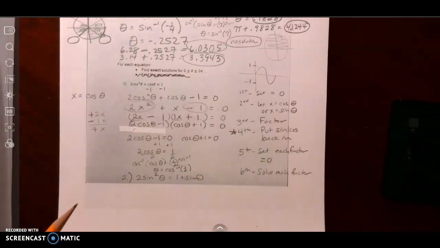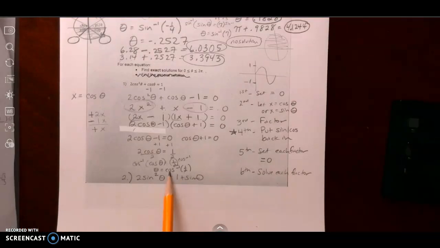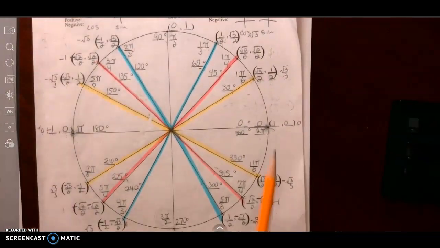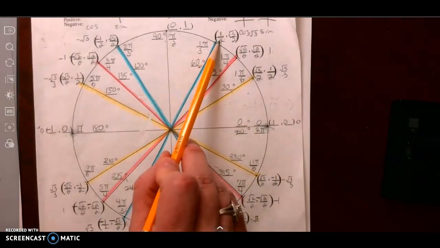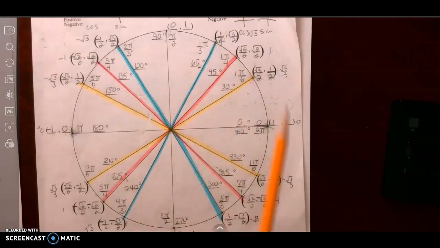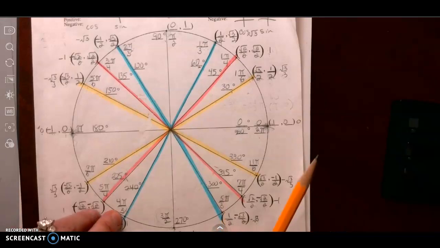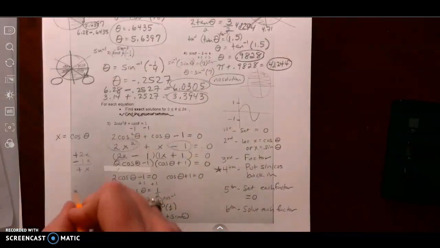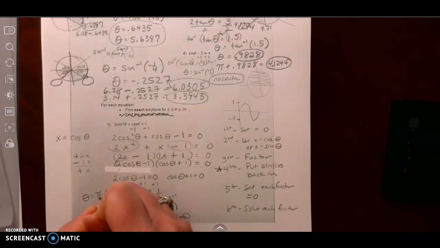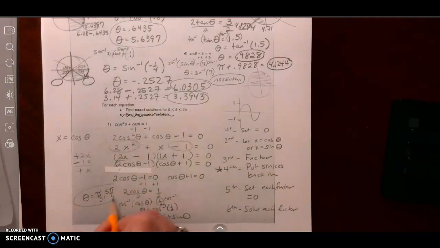So I go to my unit circle, and I'm looking for the cosine to be a half, the x-coordinate to be a half. All right, let's see. Now there, right here, so it's got to be one of my blues. So it's a positive 1/2 right here. It's also positive half right here, and I only want it to be positive 1/2. So pi over 3 and 5 pi over 3. So theta equals pi over 3 and 5 pi over 3. Those are two of my solutions.